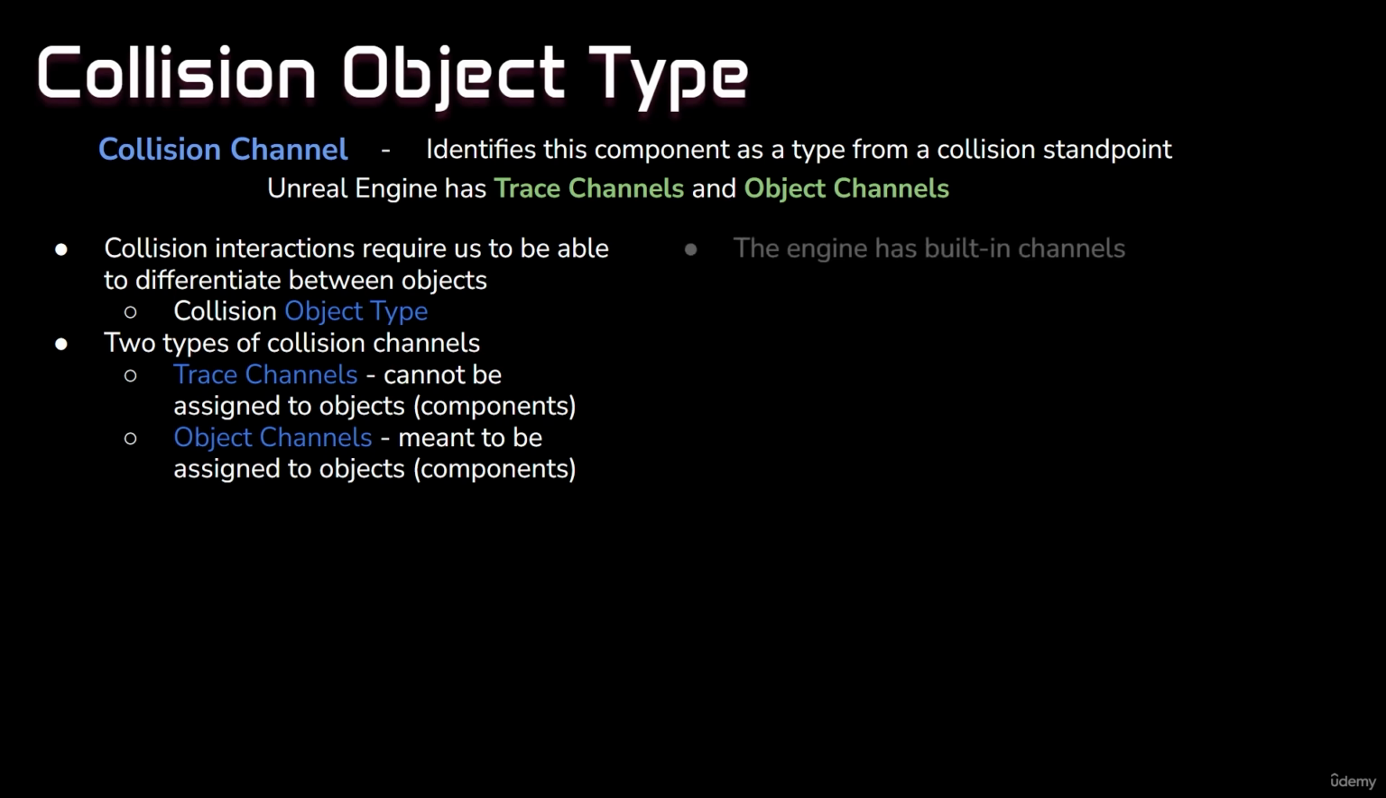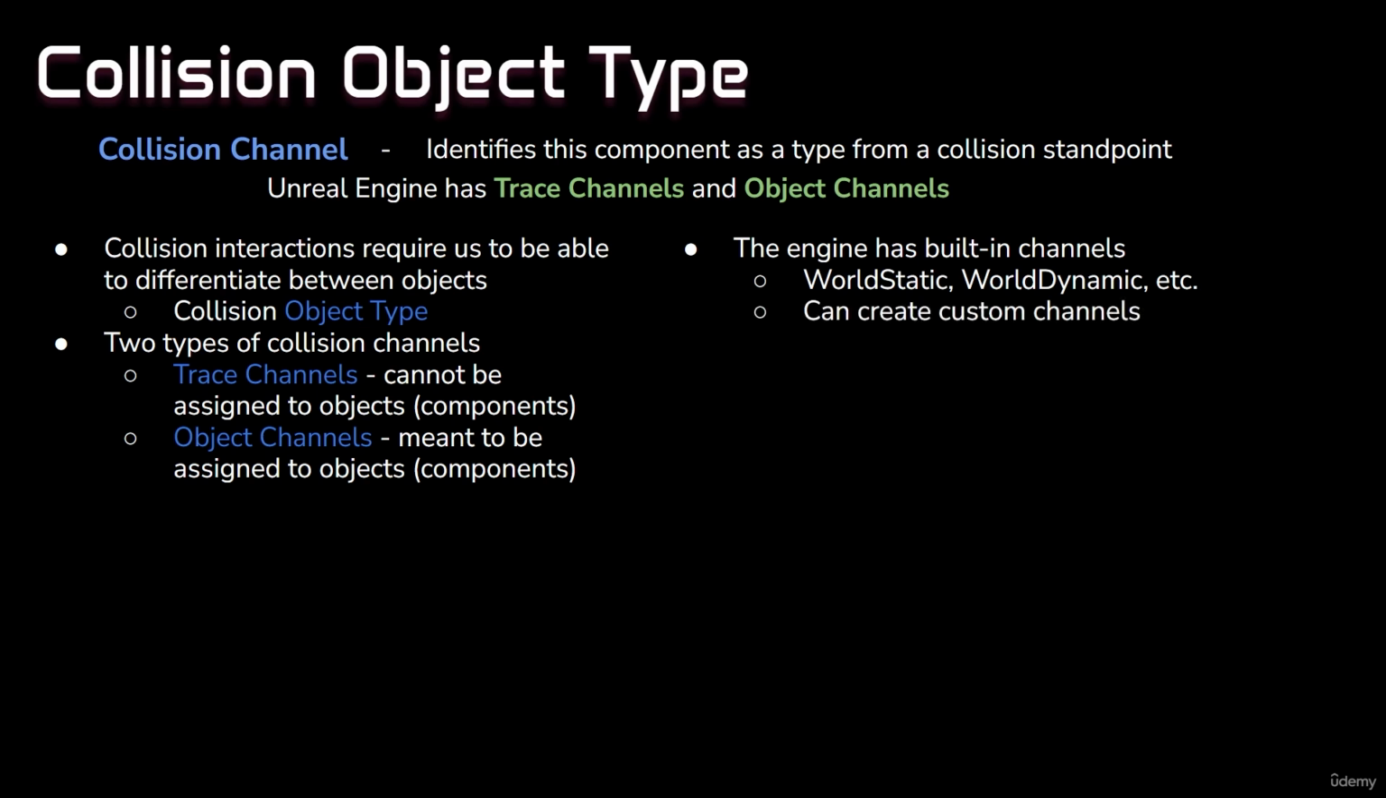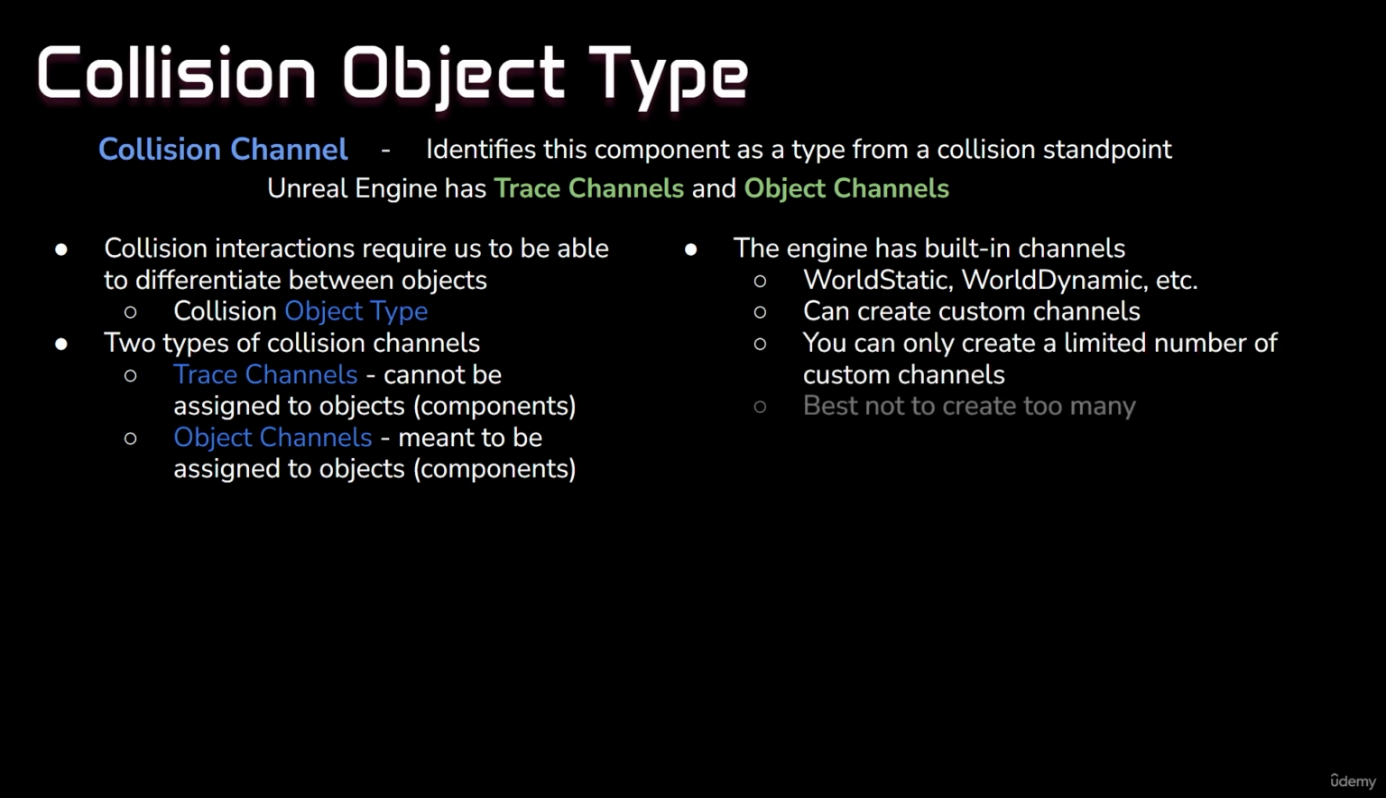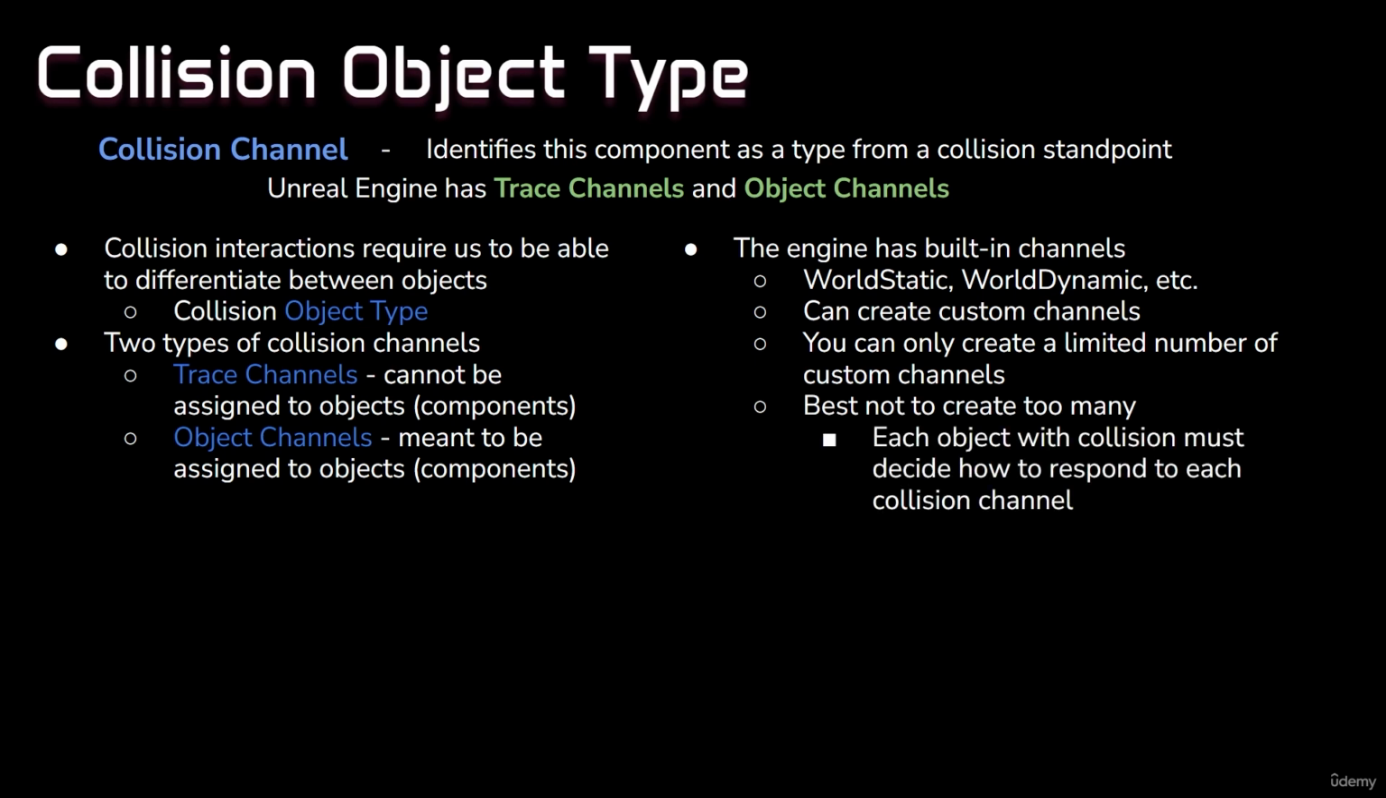The engine has a number of built-in collision channels, world static, world dynamic, etc. We can, however, create our own custom collision channels. But keep in mind that you can only create a limited number of collision channels. And it's best not to create too many, because each time we create a new collision channel, every single object with collision must decide how to respond to that collision channel. Because responding to a collision channel is a concept tied into the next collision setting, collision responses. Every object with collision has collision responses.